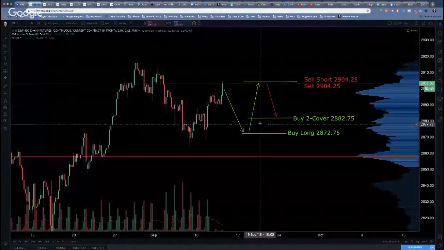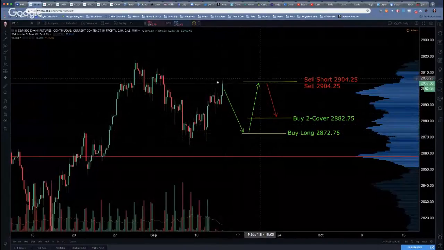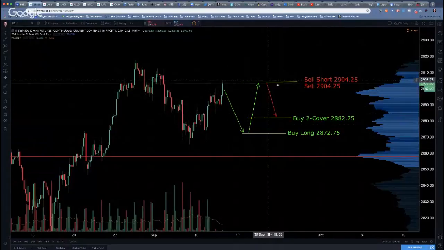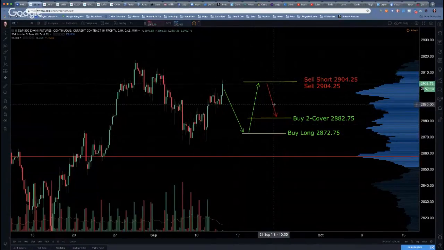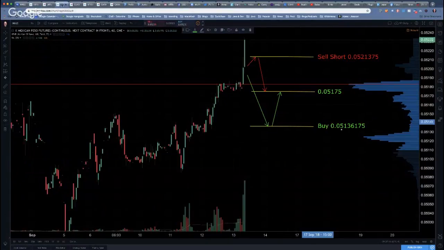All right, so here we are with the ES. There were two possibilities. One is that if we had dropped down to 2872.75, we would go long. The other is what just triggered, and that is going short should we reach 2904.25, and we did. We went a little bit above that, and so I'm short now right here on that call.